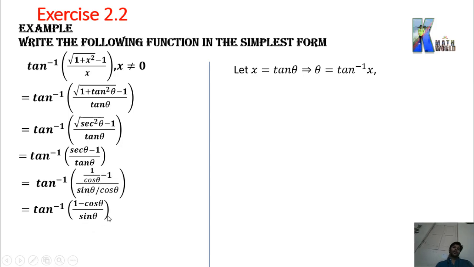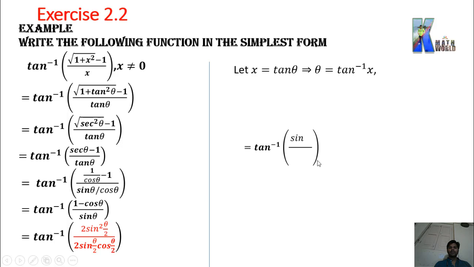Okay, so for 1 minus cos, you can use the half angle formula. What is the formula? 2 sin square theta by 2. In the next step you get 2 sin square theta by 2 over, using the half angle formula for sine, 2 sin theta by 2 cos theta by 2. So the 2 cuts out, and one sin theta by 2 cuts out. So sin theta by 2 over cos theta by 2 is left. It is nothing but tan theta by 2.